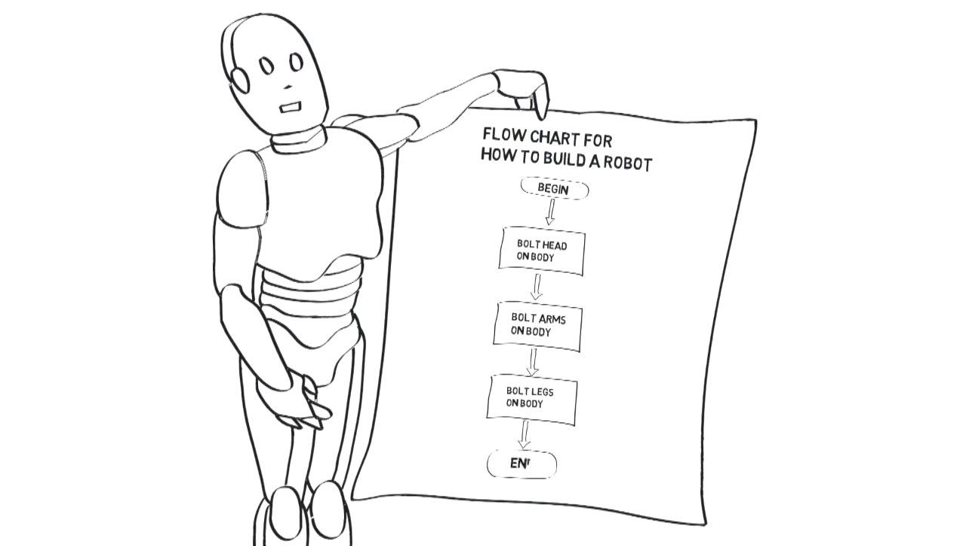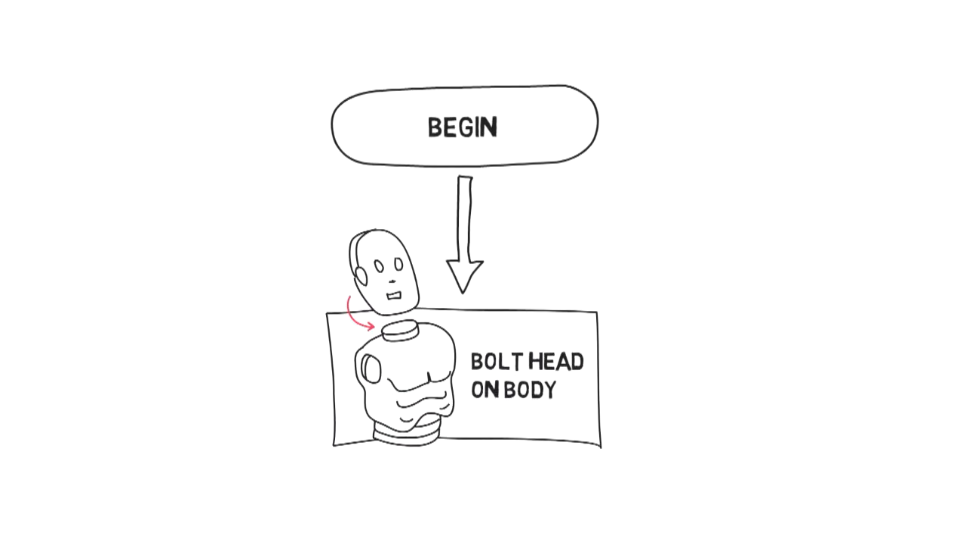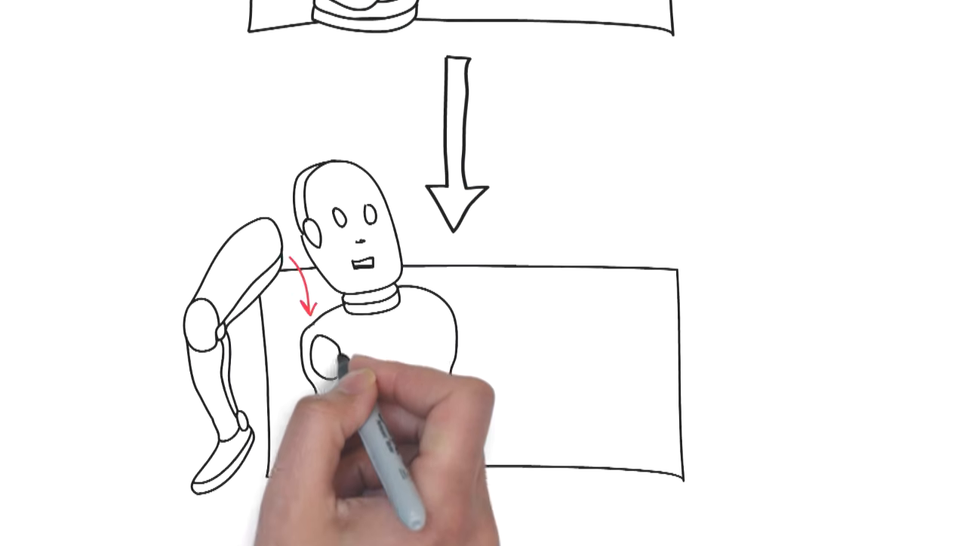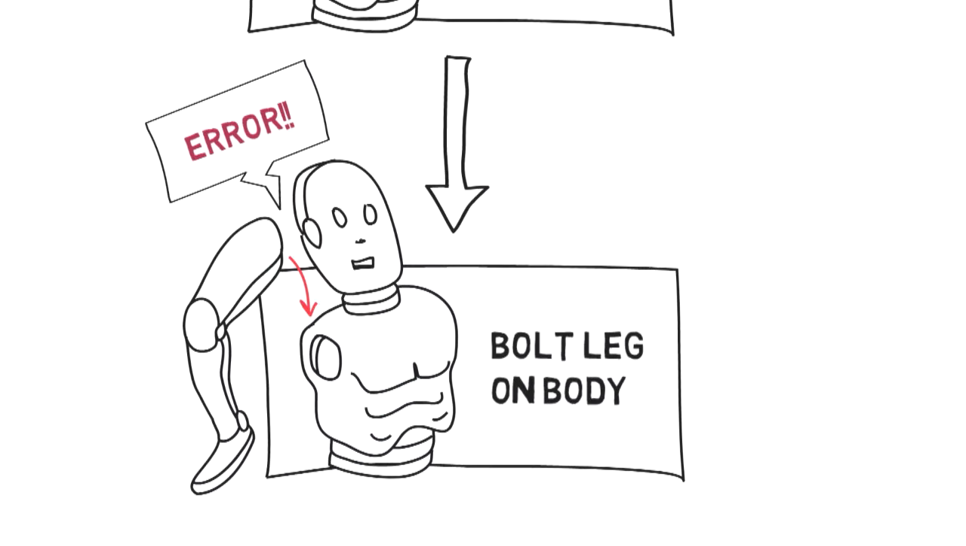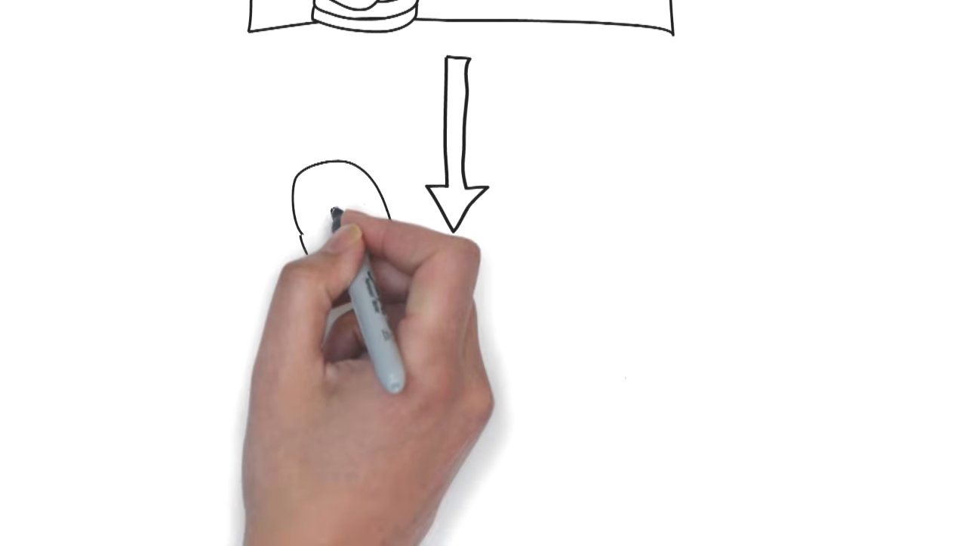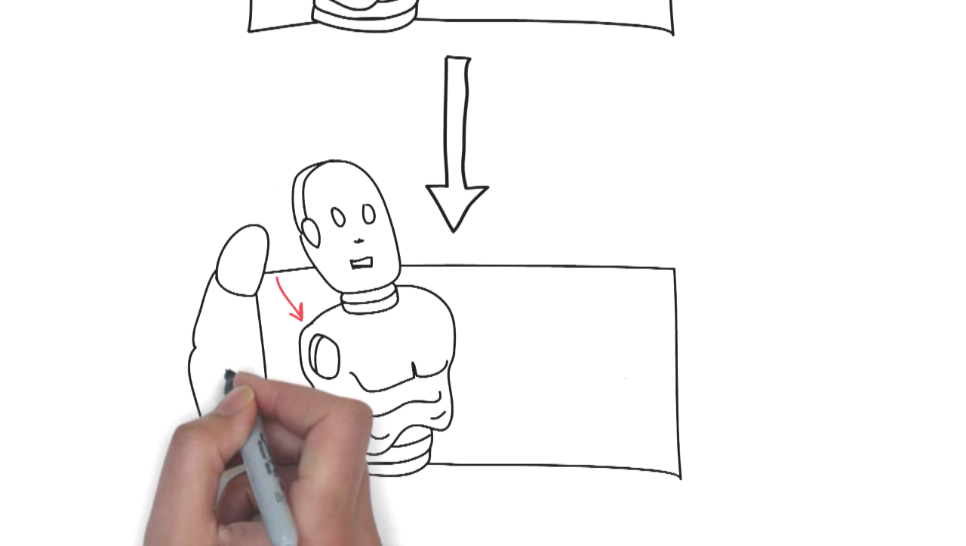Flowcharts are a useful way of illustrating processes and steps, but if we make a mistake, it can cause problems. It's important to correct problems before they happen while we are still planning the solution.